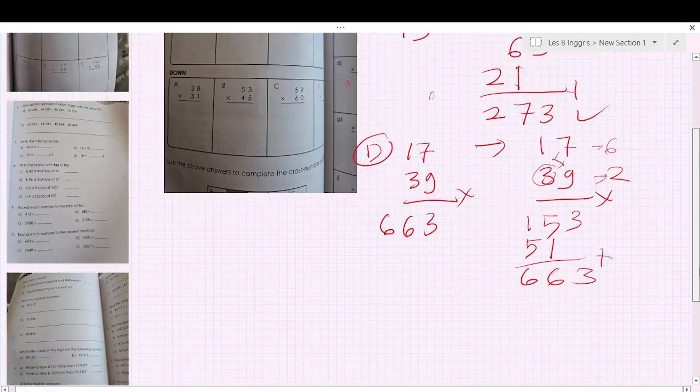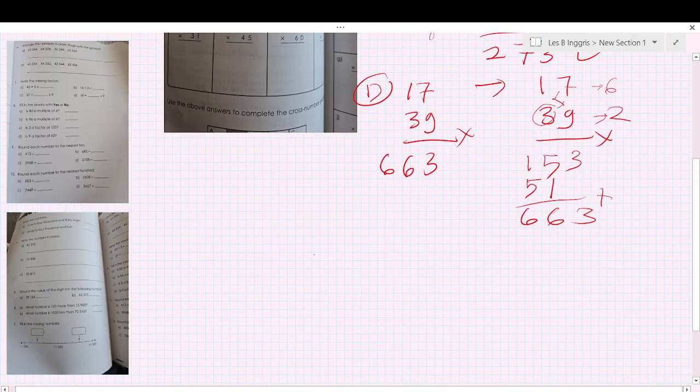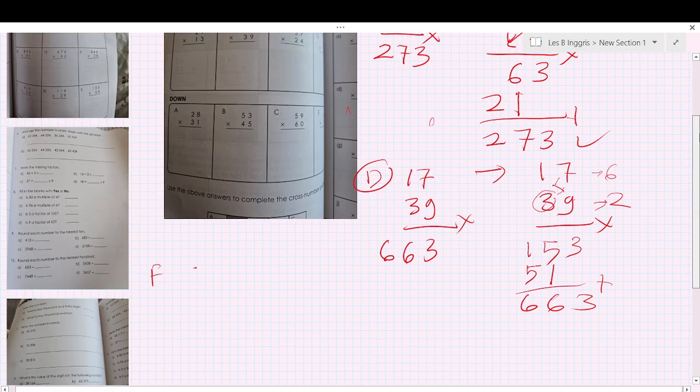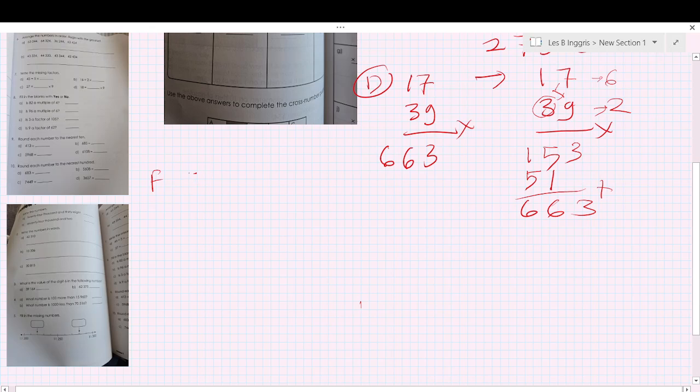And then number F, letter F, is 888. 37 times 24 is 888. Okay, let's check it out. 37 times 24.